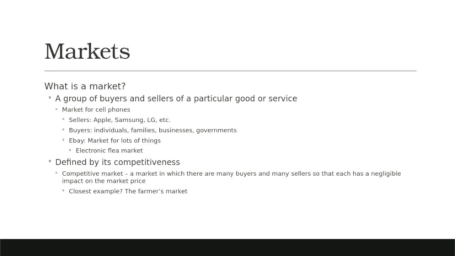What is a market? Really, fundamentally, it's just a group of buyers and sellers of a particular good or service. So there's a market for cell phones, right? You have sellers: Apple, Samsung, LG, Google, etc. Buyers: individuals buy phones, families buy phones, businesses buy phones, governments buy phones.